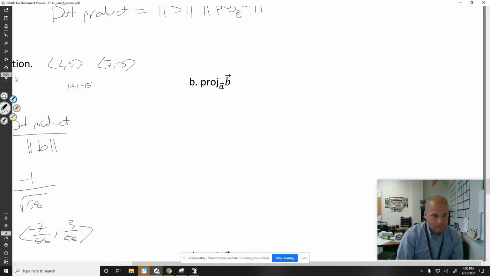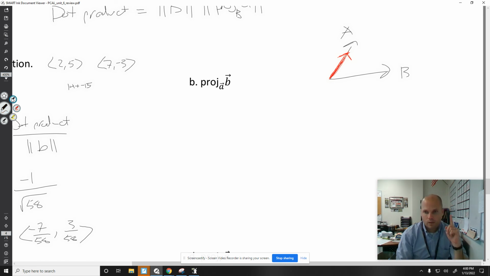B onto A. Okay, so if this is B and this is A, and I'm projecting B onto A, we're going in this direction. B is being projected onto A. This is not the right picture. It'd probably be longer than this.